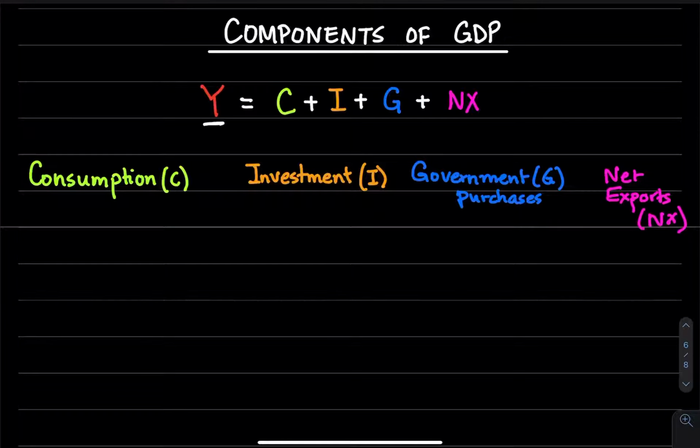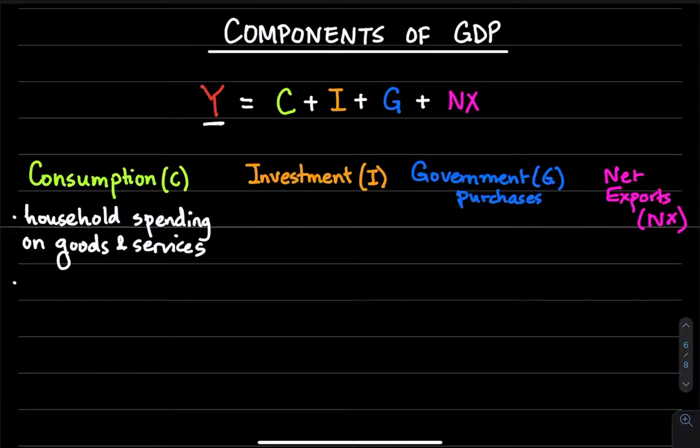So here we're going to talk about what do we mean by consumption. So consumption is the spending by households on goods and services. One thing to remember here is that if you're buying a new home and you're a household, that is not going to be counted under consumption, but under investment.